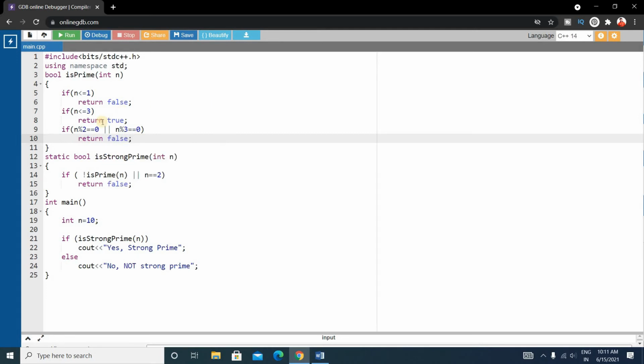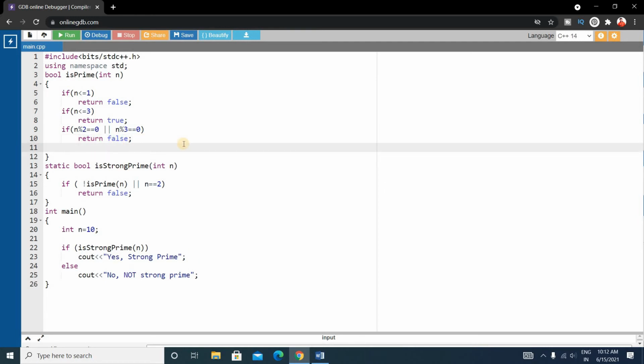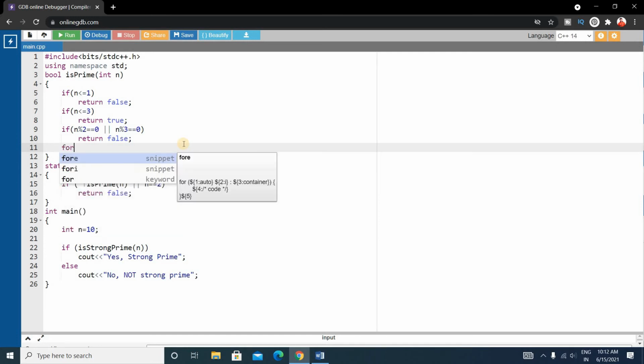So just return false from here. If this is divisible by 2 or divisible by 3, then this could not be a prime number. So just return false from here. So 4 could not be a prime number because 4 is divisible by 2. So now from 5 we'll check a condition.